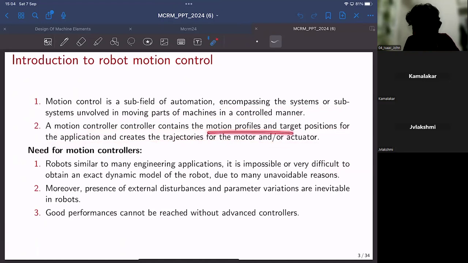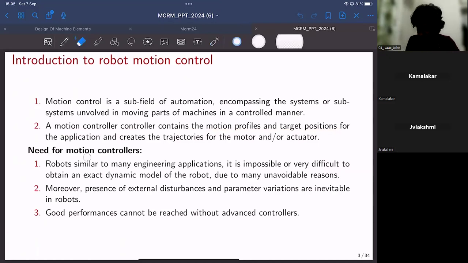The motion profiles and the target positions are fed into the motion controller by the user. What the controller should do with the motion profiles and target positions depends upon the control scheme that has been designed. Later it will give its control signal to the actuator so that it can move the system, or in our case, the robotic manipulator, in a controlled manner.